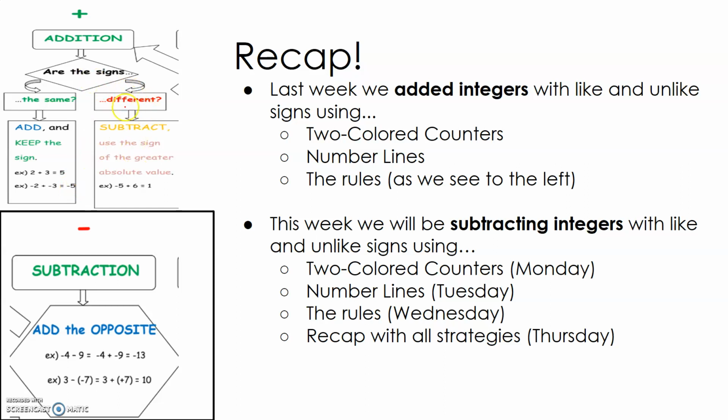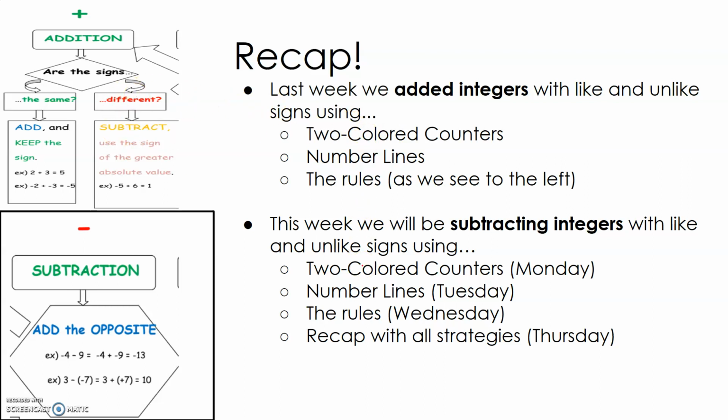Same with if the signs were different. If the signs were different, you ended up subtracting them and using the sign of the larger absolute value. So again, last week we added like and unlike signs with two color counters, number lines, and using the rule as our example. So we just covered the rule.